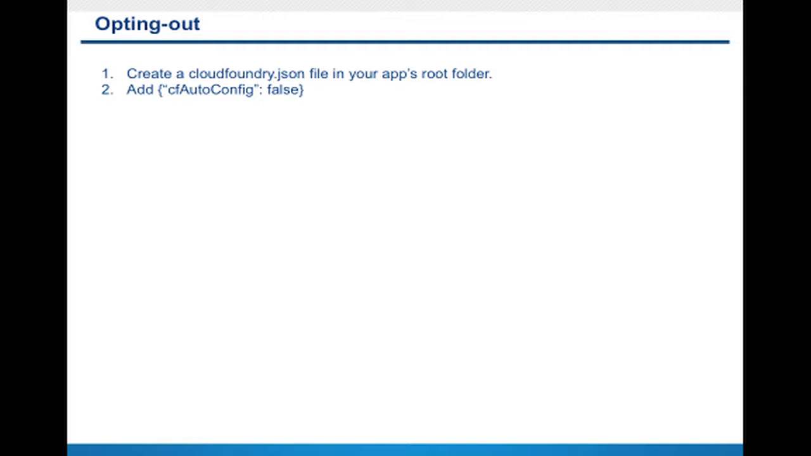Now, for whatever reason, if you don't want to use the auto-reconfig feature, simply create a file called cloudfoundry.json in your app's root folder, and then add the cf-autoconfig property with a value of false, and Cloud Foundry will ignore this feature.